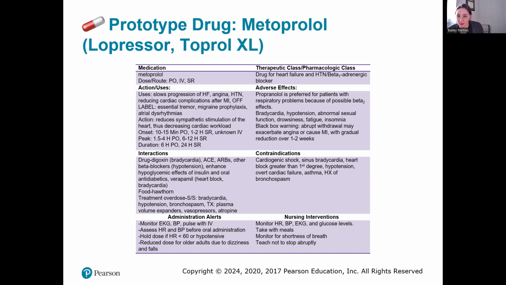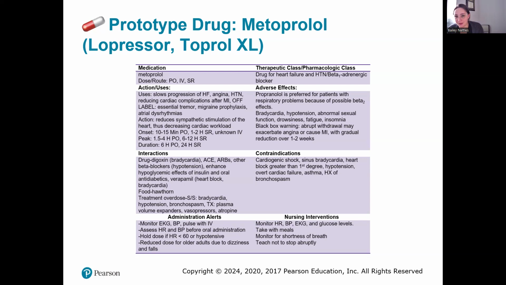Avoid digoxin because bradycardia. ACE inhibitors, ARBs, and other beta blockers. That doesn't mean they can't. I know it says interactions and it says all these things. It just means they are at a risk for hypotension, okay? A lot of people take a lot of drugs together. It can actually enhance hypoglycemic effect of insulin, so monitor their blood sugar because their blood sugar may be low. They also want to avoid verapamil. It can also enhance oral anti-diabetics as well. Avoid Hawthorne.